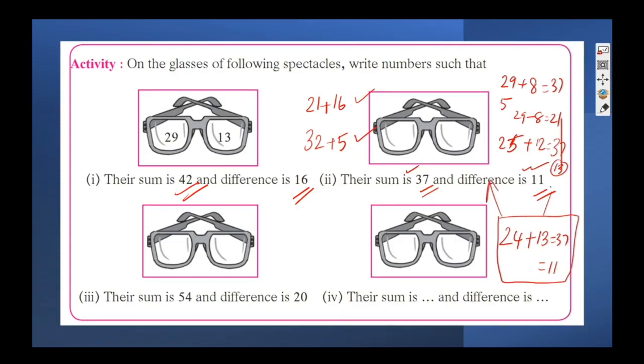But this is not the way of finding it out. 54 and 20, we have to find out. Here we are asked to create a number. So that means it takes time, but there is an answer. And that method by which we can solve this is what we are trying to create over here.